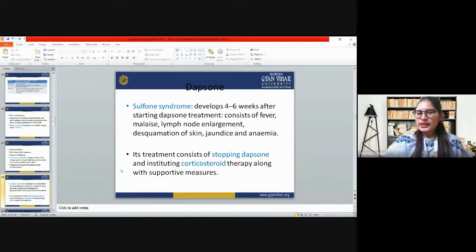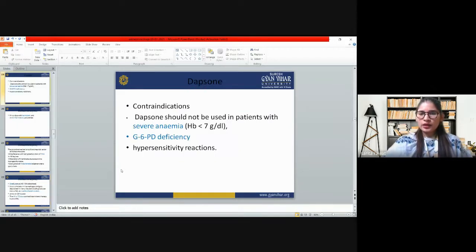Now, sulfone syndrome can occur and develops 4 to 6 weeks after starting the dapsone treatment. It consists of fever, malaise, lymph node enlargement, desquamation of the skin, and jaundice and anemia. Its treatment consists of stopping dapsone immediately and instituting corticosteroid therapy along with supportive measures.